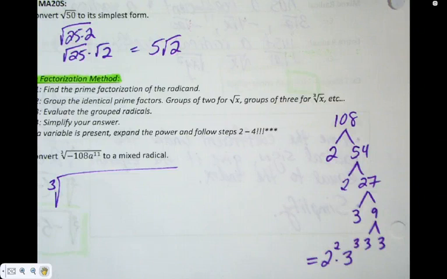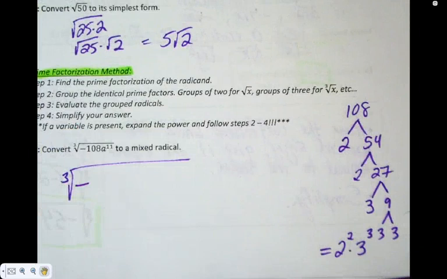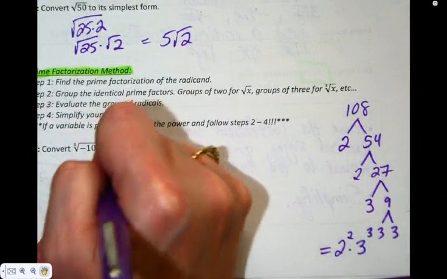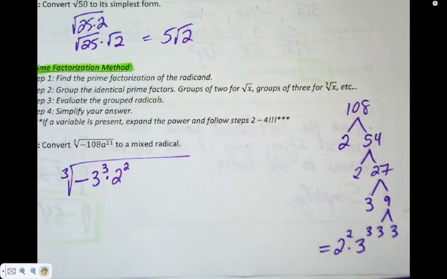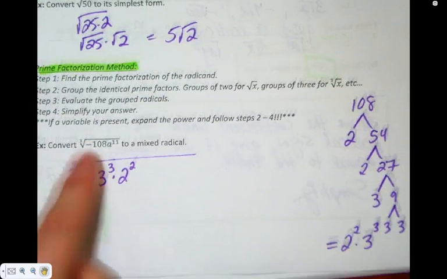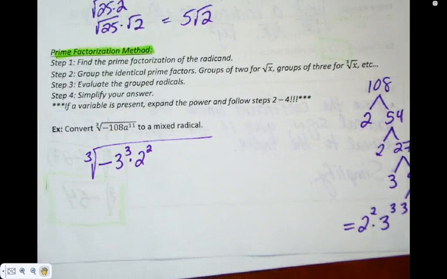Are we okay there, what I did? I think so. Okay, so what I'm going to do is just put that back underneath. I'm just going to put my 3 to the 3, and then my 2 to the 2. And I'll tell you in a second why I put the 3 before the 2. And the negative just tagged along. I didn't worry about him. He was in front of the 108. Now he's in front of that. Not going to worry about him.